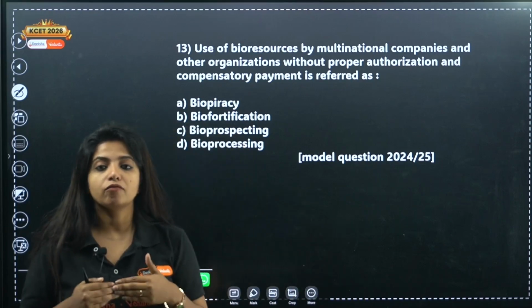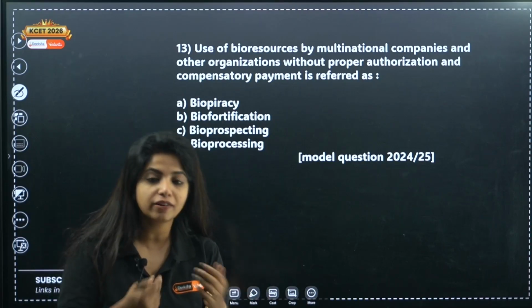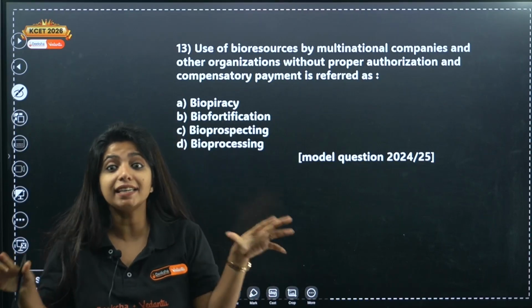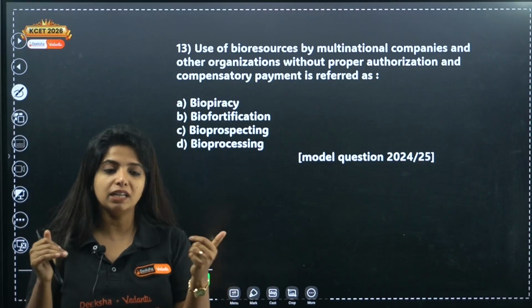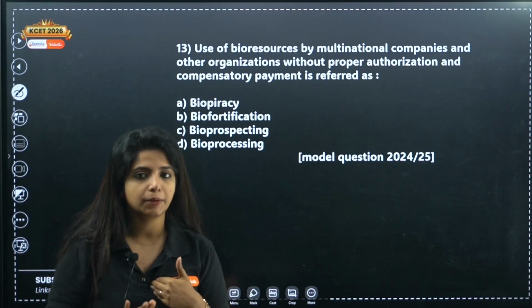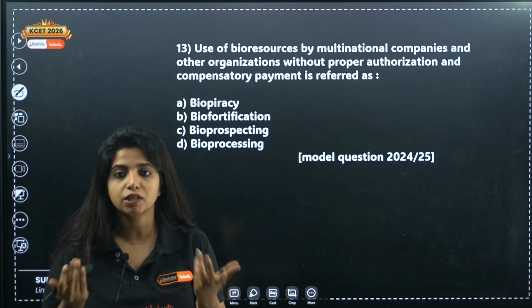So basically, without talking to the people of India, without giving them the compensatory payment, you cannot put a patent on anything. Patent means basically if I have a patent on something, that means you cannot do anything with it. Okay, I have the whole rice. That is the meaning of patent.